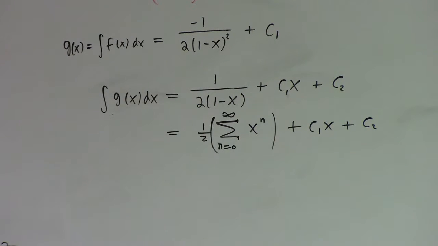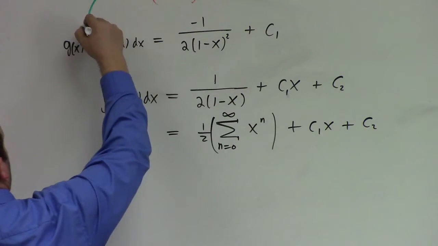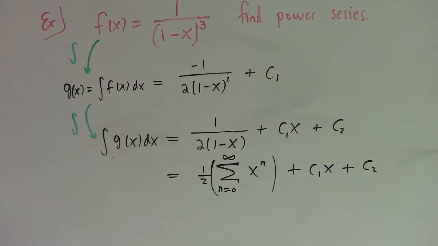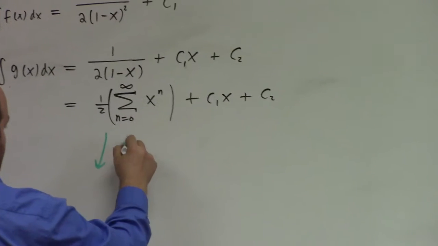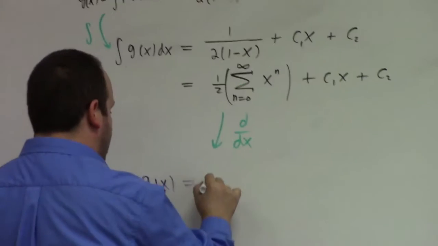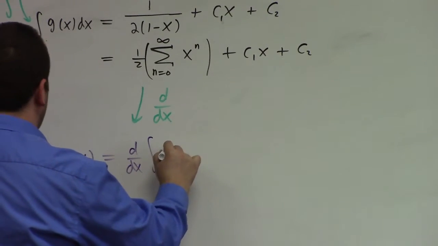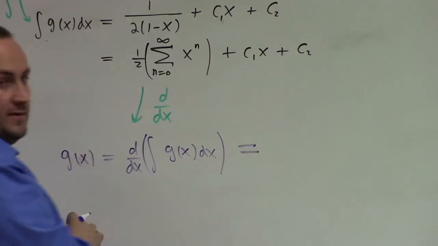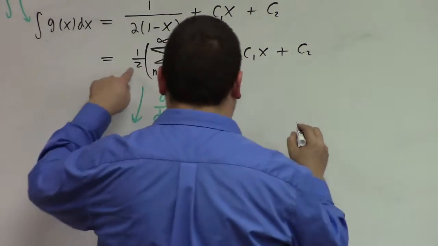So let me just kind of diagrammatically show you what we're doing. We integrated to get from there to there, and then this we integrated again. So to undo that, what I'm going to do now is differentiate. Okay? And so g of x is going to be the derivative of the integral of g of x dx, right? But I'm going to differentiate the power series.